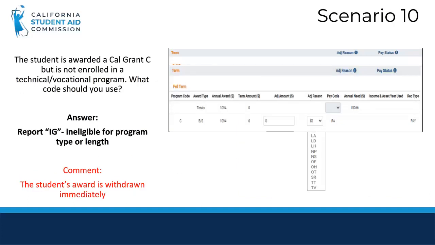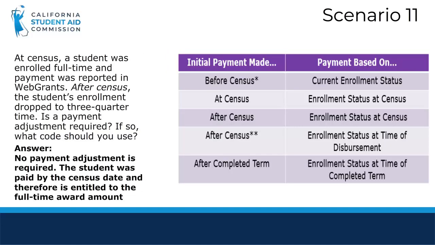What if a student is awarded a Cal Grant C but is not enrolled in a technical or vocational program? What code should you use? In this case, you would report the IG ineligible for program type or length code. This will automatically withdraw the student.